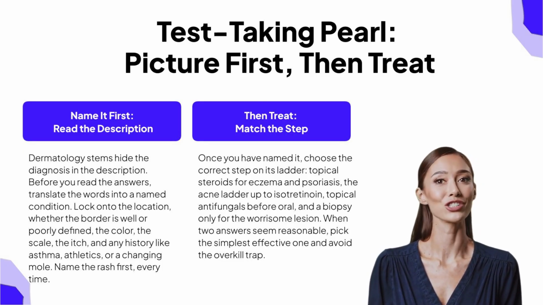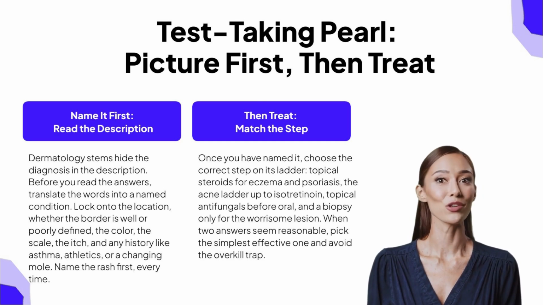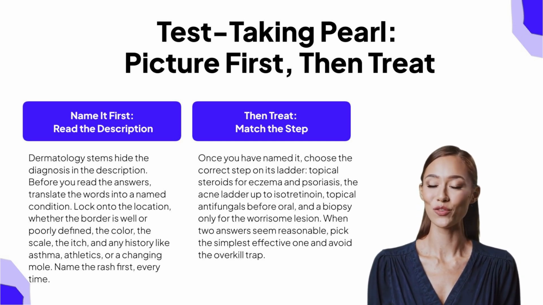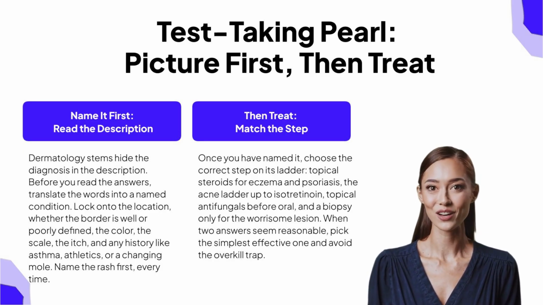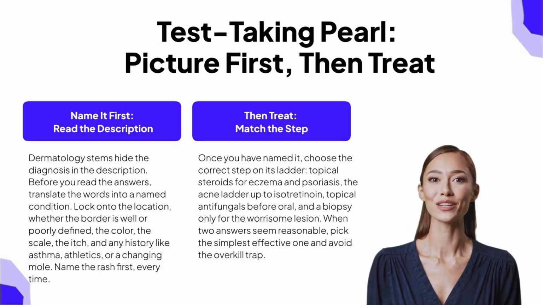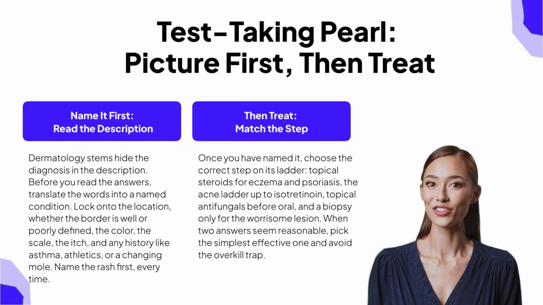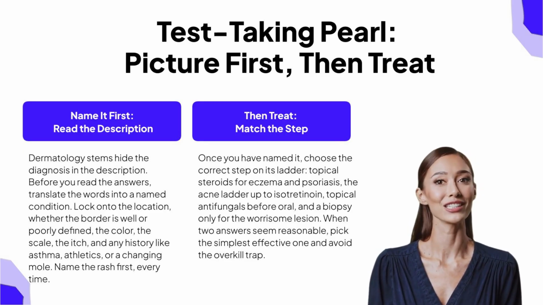Lock onto a few features every time. Location on the body, whether the border is well or poorly defined. The color, the presence and type of scale, whether it itches, and history clues like atopy, being an athlete, or a changing mole. Name the rash first, always. Then simply choose the correct step on that condition's ladder.